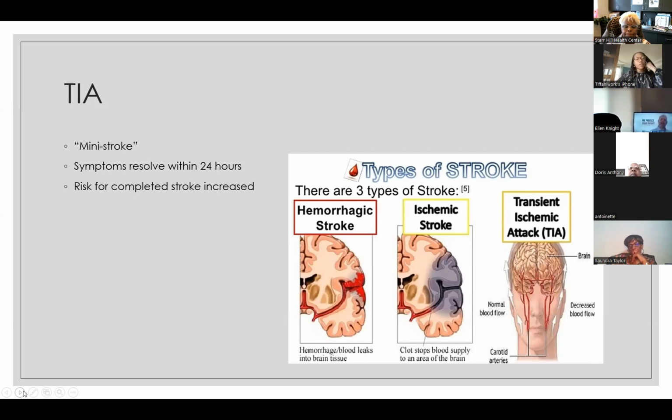And unfortunately, within 90 days after a mini stroke, somewhere between 2 and 17% of people will have a completed stroke. And within a year, 1 in 5 people will have a completed stroke if they suffered a TIA. So this is not something to ignore. Even if you have symptoms and you feel like, well, they're gone, I don't need to see anybody, you absolutely should see somebody. Next slide.